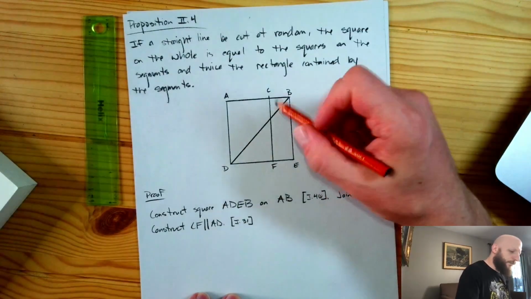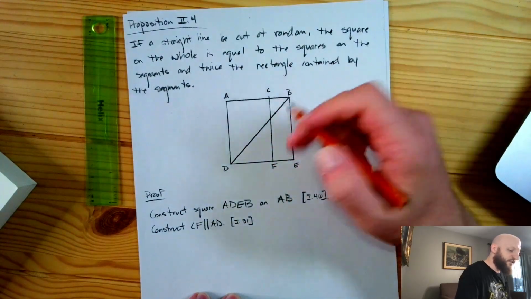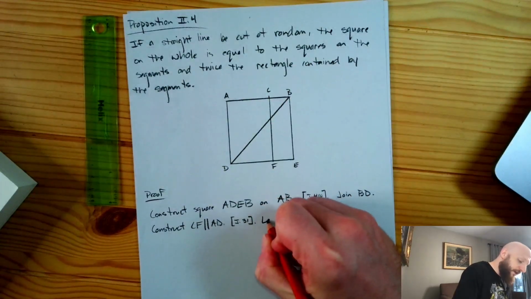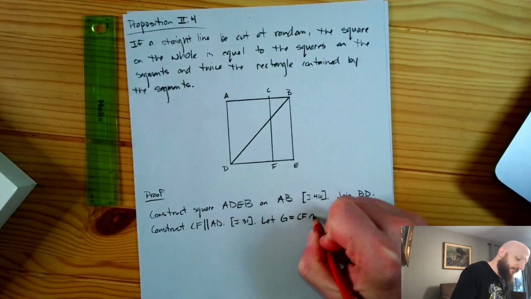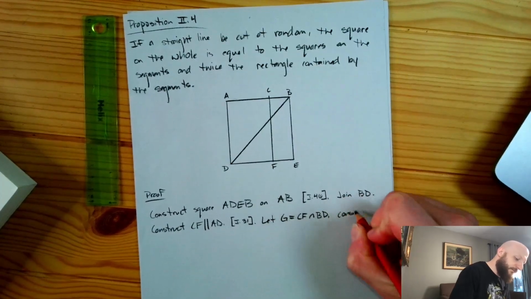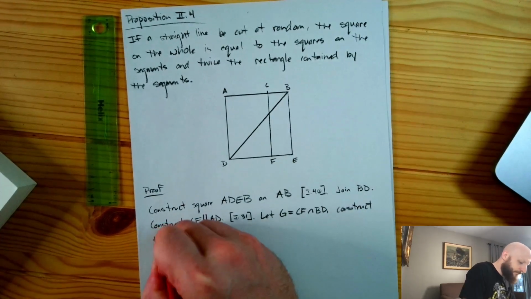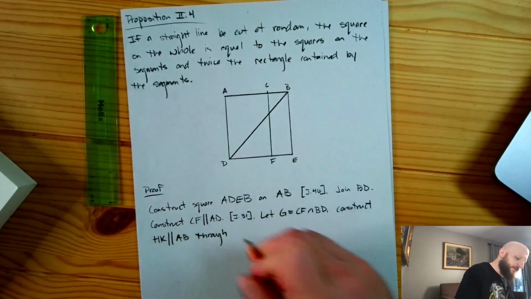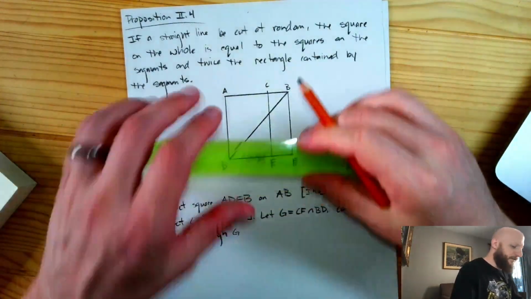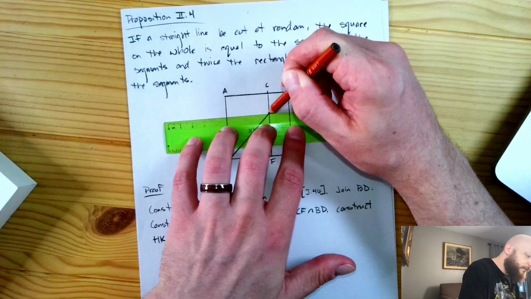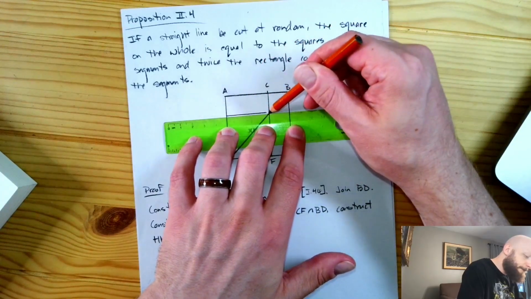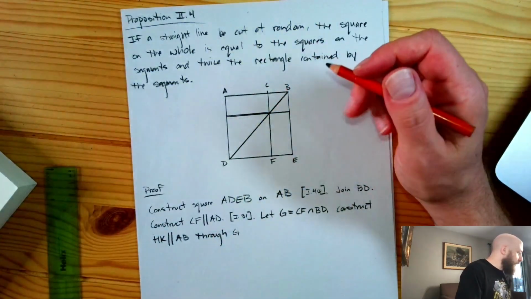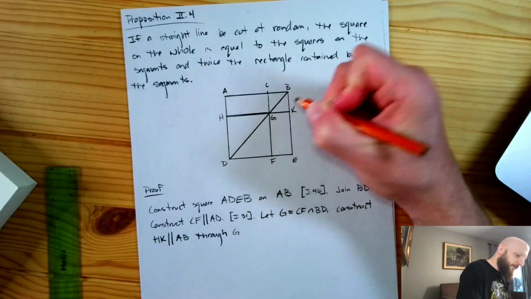And then through G, so where CF intersects BD, we'll call that G. And through G, we want to construct a line parallel to AB. So maybe I should say let G be the intersection of CF and BD and construct HK. HK will be parallel to AB and passes through point G. So this is G right here. I'll label it once I get my parallel in. It's a little bit off, I guess. Yeah, that's better. All right. H over here, K, and then right in here is G. There we go.